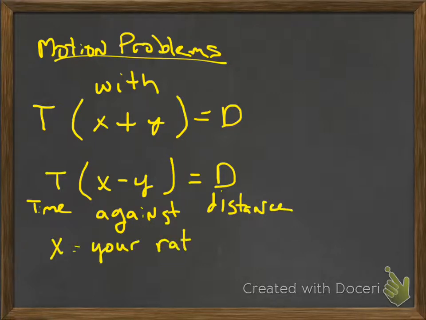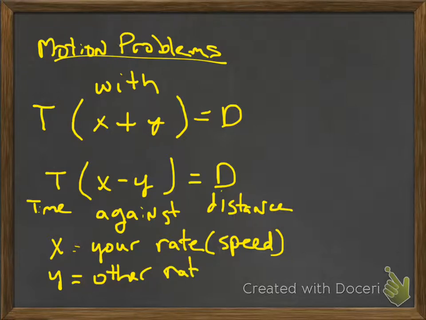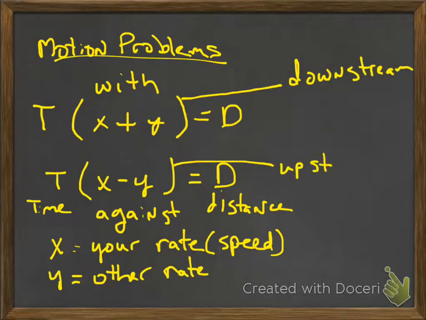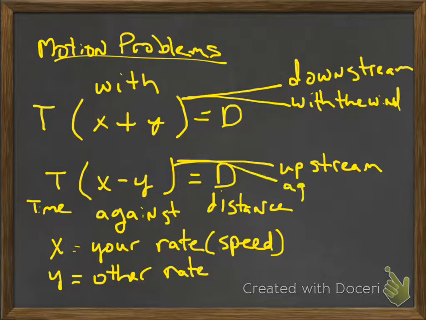So x, again, is your speed, or the speed of whatever person you're reading about. Y is the other speed, like if you're traveling in the water, the current, or if you're going with the wind, the wind speed. Now, some key words to remember here. This is very key. Downstream means it's going with you. If you're going downstream, you're going in the same direction as the current, so it adds to your speed. But upstream means you're going against the current, which slows you down. That would be subtraction. With the wind, against the wind, you see the idea.